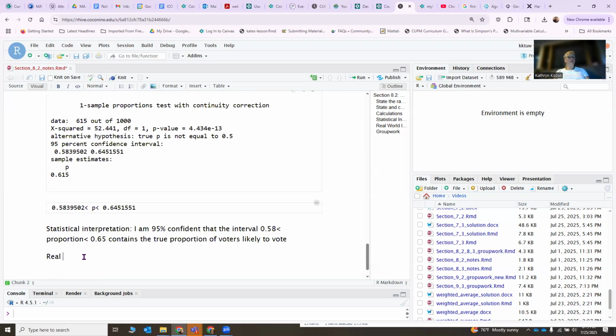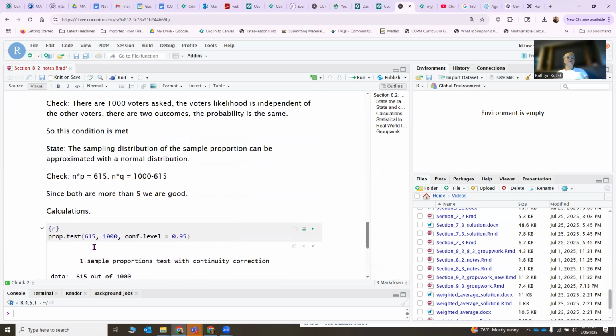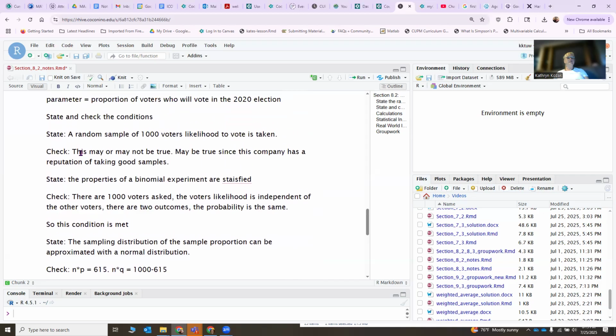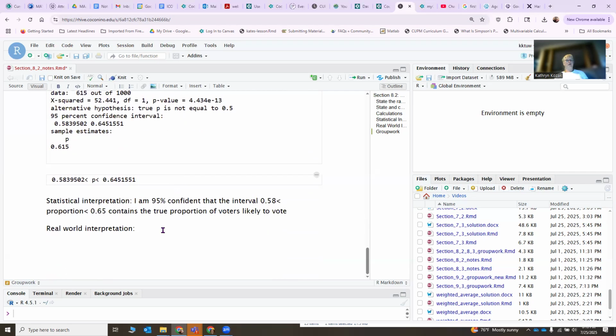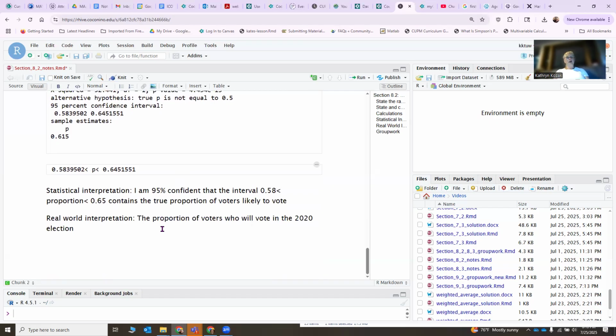This is what you're going to tell people. And again, what we were trying to estimate was the proportion of voters who will vote in the 2020 election. So we are going to say that our real world interpretation is the proportion of voters who will vote in the 2020 election is between 58% and 64.5%.